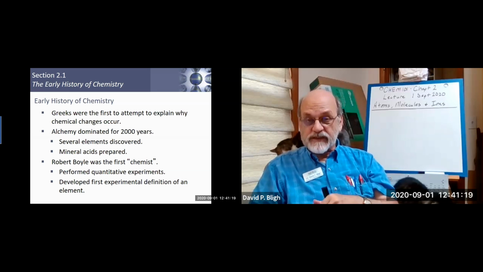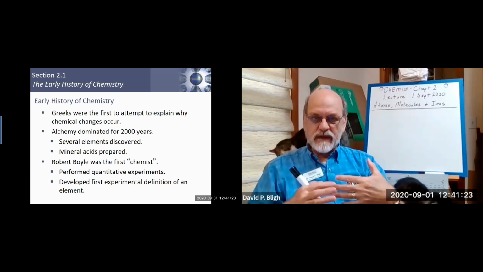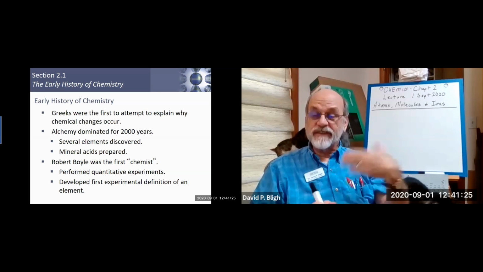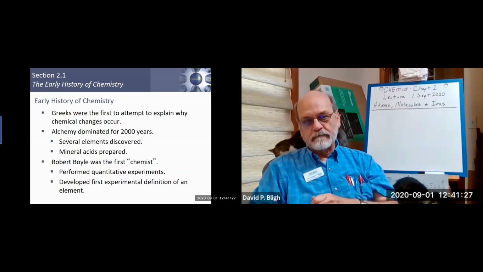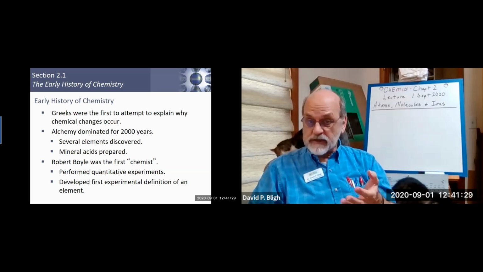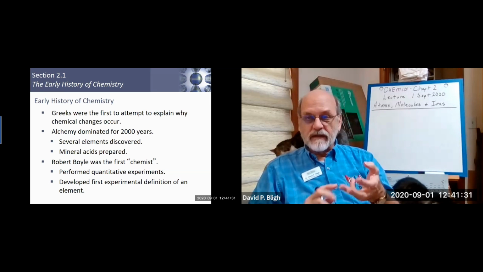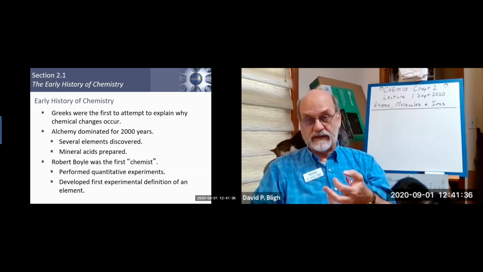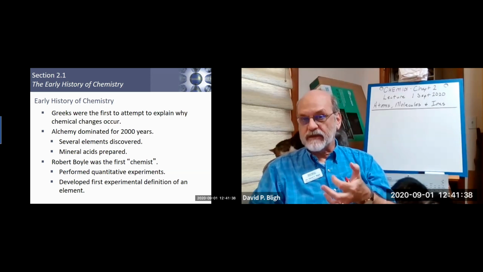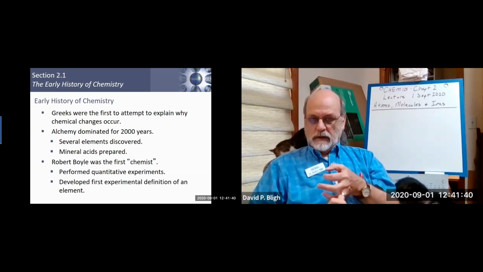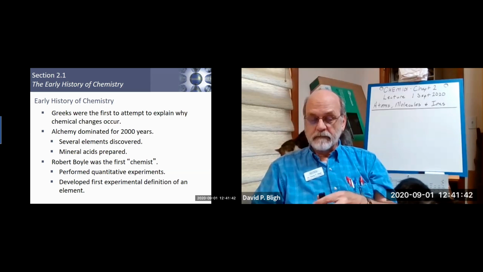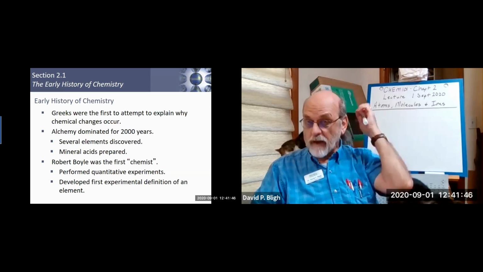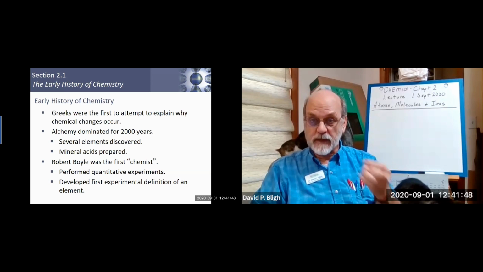And in the process, they discovered lots of things, but it wasn't organized in a way that we normally think of science these days. They discovered some elements, and they used a number of different mineral acids, like sulfuric acid or nitric acid or hydrochloric acid, to investigate the various properties of the substances.